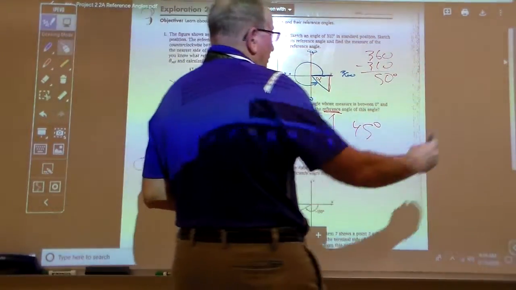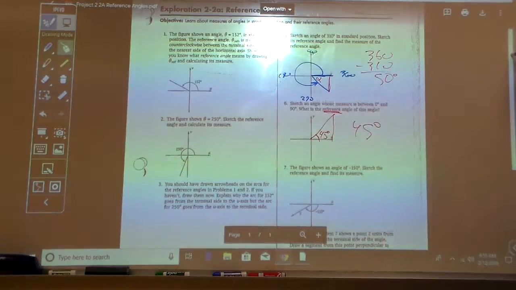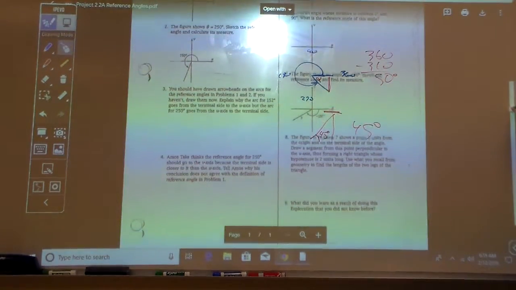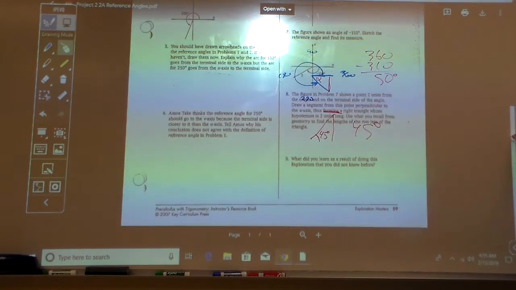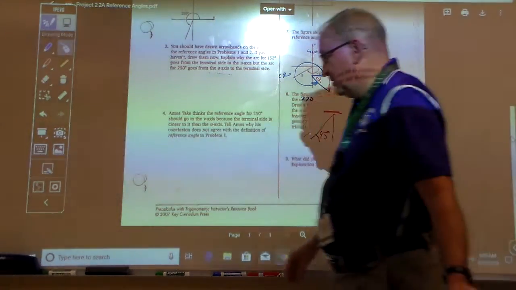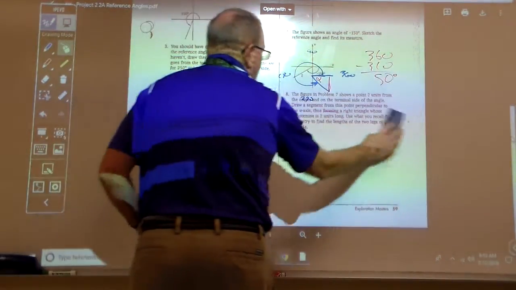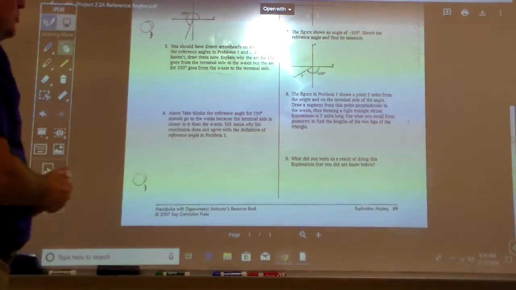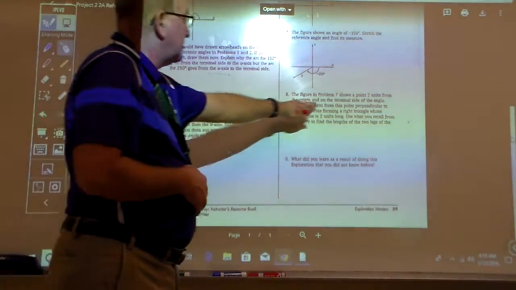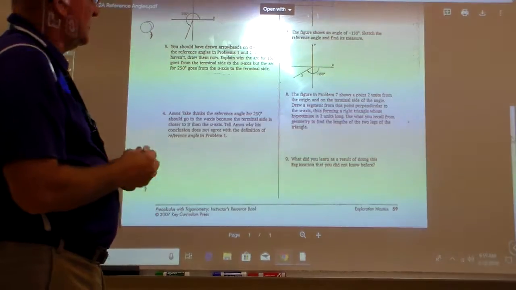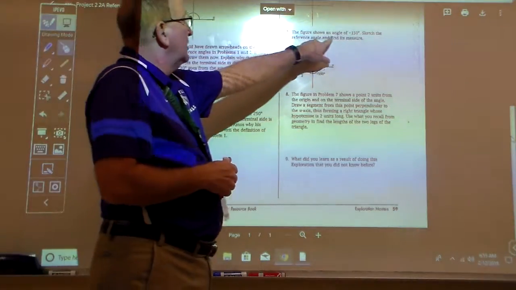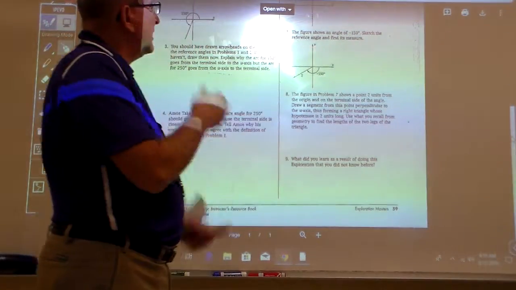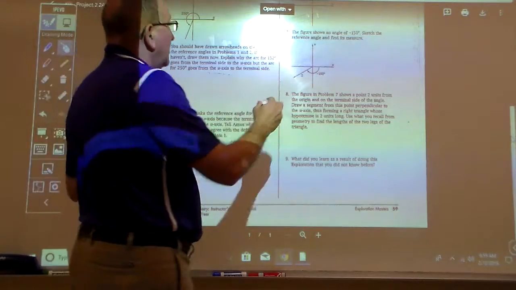Now I'm going to roll the screen up so I got 7 and 8 here together, because they go hand in hand. So I'll put 7, 8, 9 up here so we can finish up our work. Problem 7 shows a point 2 units from the origin on the terminal side of the angle. Oh, let's go back up here. Instead, this shows my negative 150. Find the reference angle.